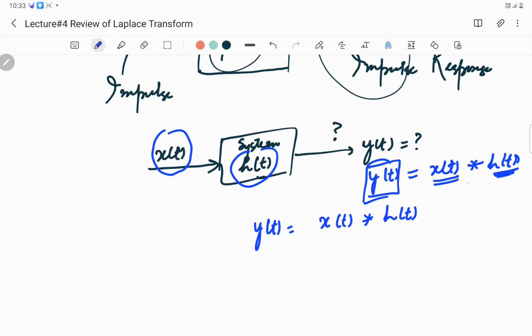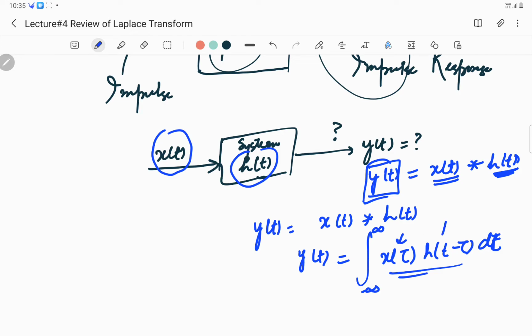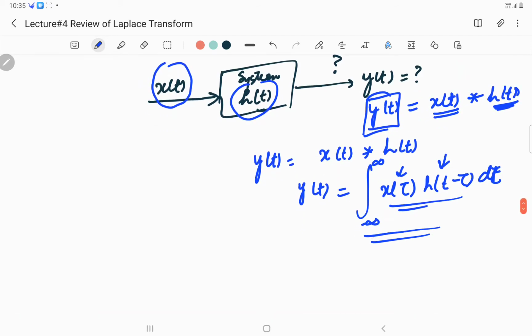So what is this convolution? This is basically an integral of the form x(tau) h(t minus tau) d tau, from minus infinity to infinity. So this is our convolution integral. So this represents x is convolved with h. As can be seen, it is difficult to evaluate this integral. So what we do is that we use frequency domain. So from time domain, we move to frequency domain.